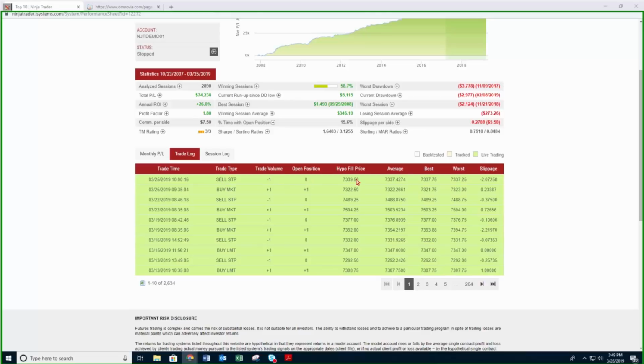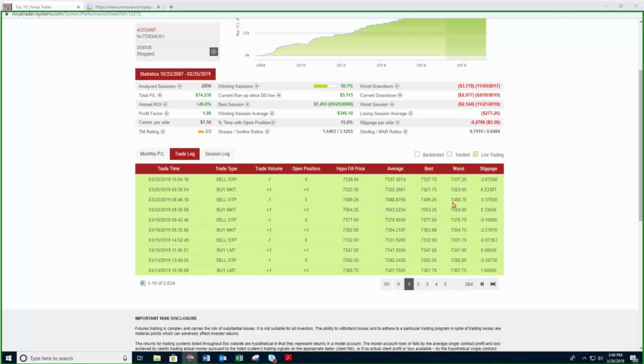It'll show you the volume, what the open position is, the hypothetical, and then here's important. So you get positive and negative slippage when you trade. So when we show that, here we had a sell stop at 39.5. We got filled average price 37, and then we show the best and the worst fill. So you will always be filled between the best and the worst fill.